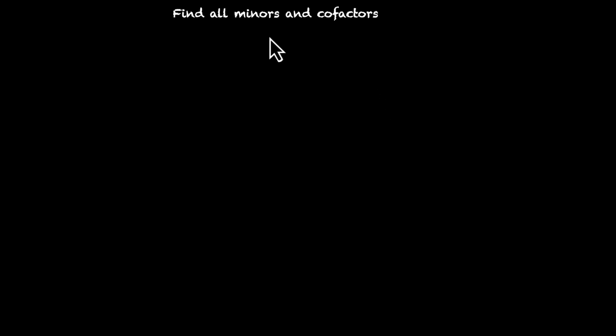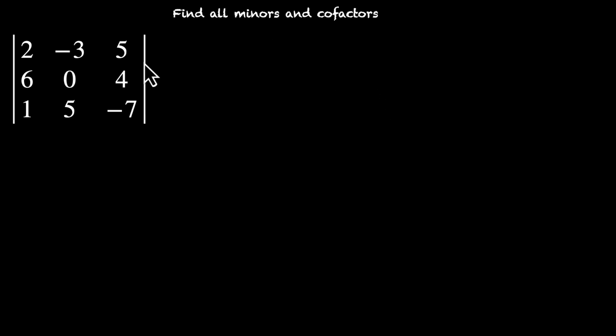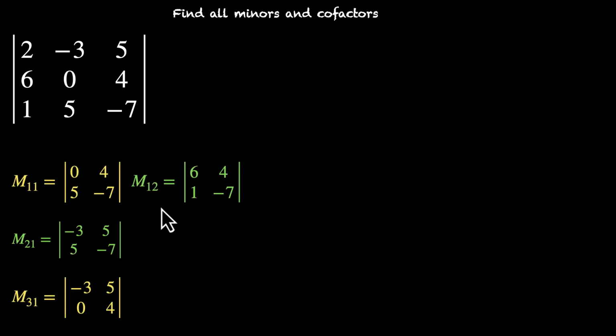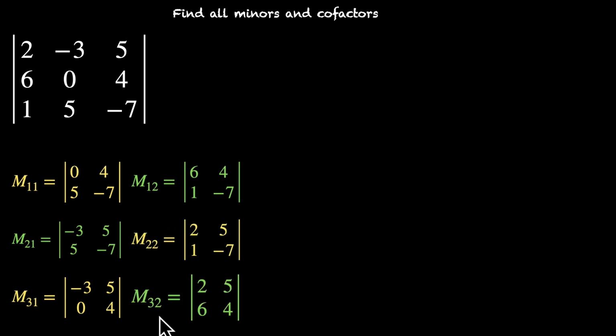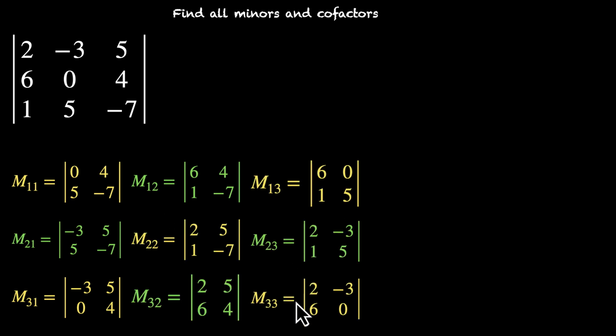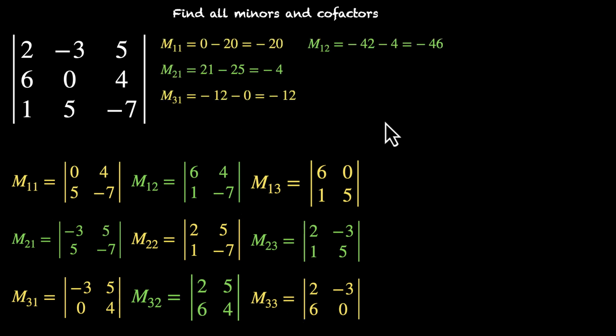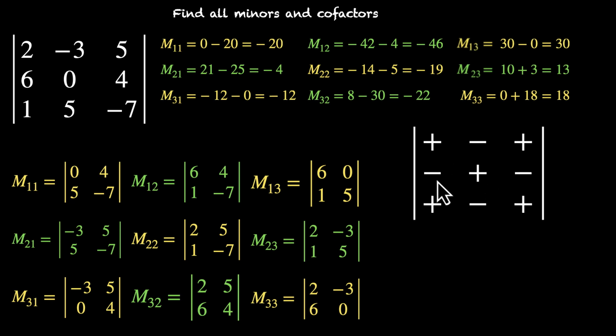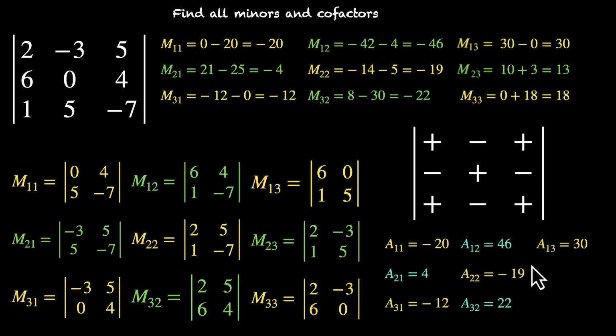In the previous video, we found minors and cofactors for all the elements of this determinant. We found M11, M21, M31, M12, M22, M32, M13, M23, and M33. We evaluated these 2 by 2 matrices, we found these values, and we also saw that cofactors are just signed minors. If you multiply the values of these minors with these signs, corresponding products will give us the cofactors. We'll have these 9 cofactors.